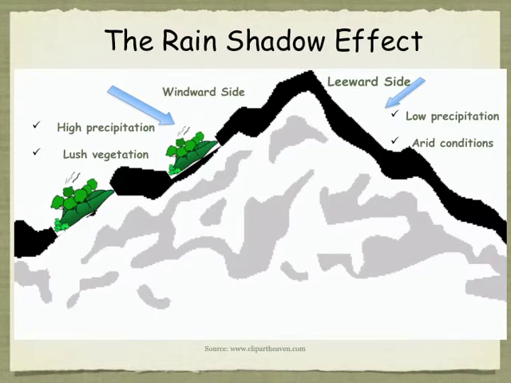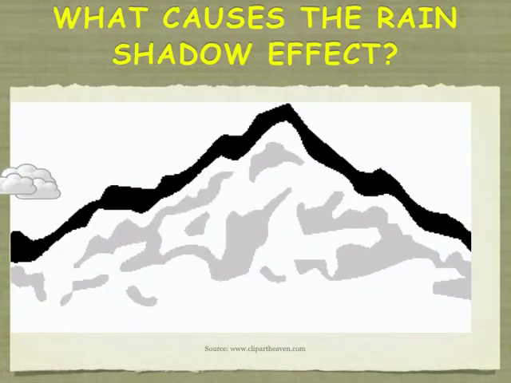So why does the rain shadow effect take place? As air parcels move across the Earth's surface, they sometimes move into barriers, such as mountains. These air parcels can't go through the mountains, so they must make the journey up and around them.